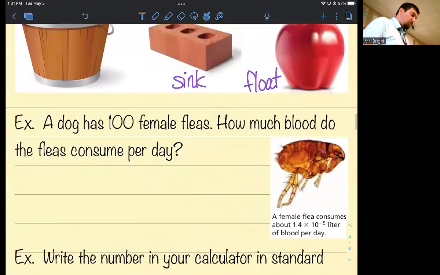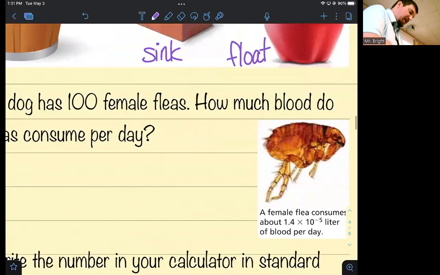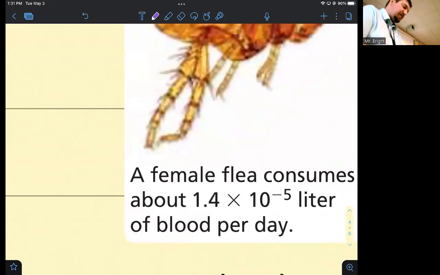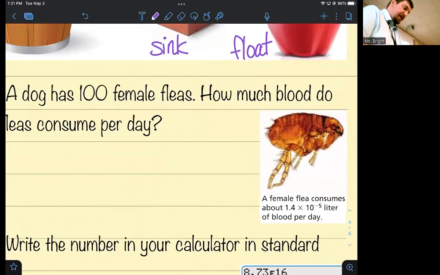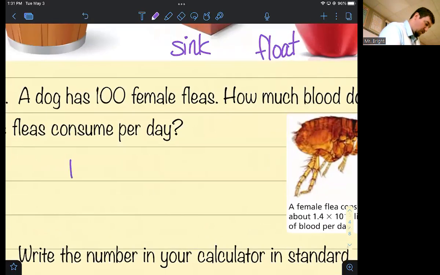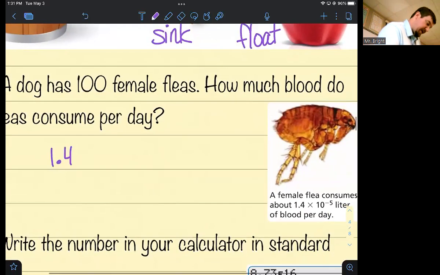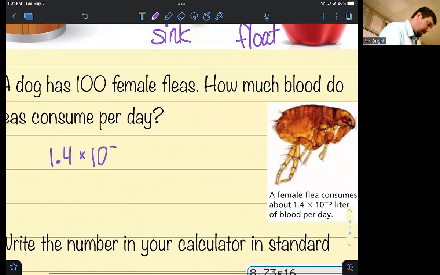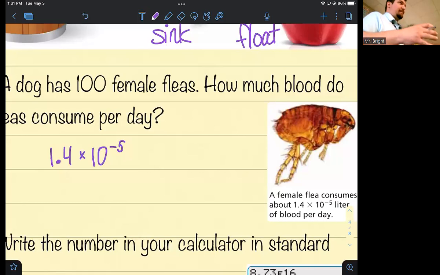All right. A dog has 100 female fleas. How much blood do fleas consume per day? That's a morbid question. A female flea consumes about 1.4 times 10 to the negative 5th liters of blood per day. You're going to be multiplying that by 100 fleas. So 1.4 times 10 to the negative 5th liters of blood. Now that's a small amount because this is to the negative 5th. It's not a full liter by any means, but there's 100 fleas. So we're going to times that by 100.